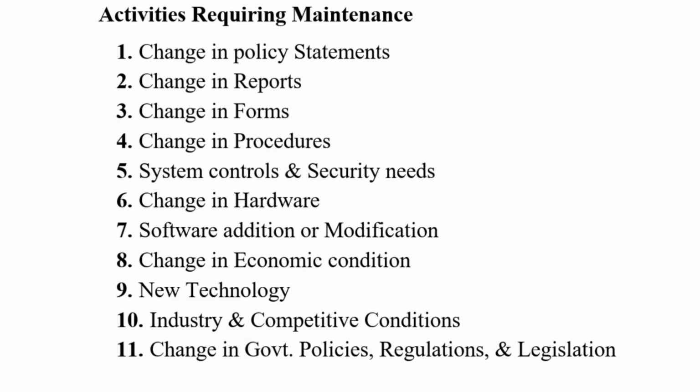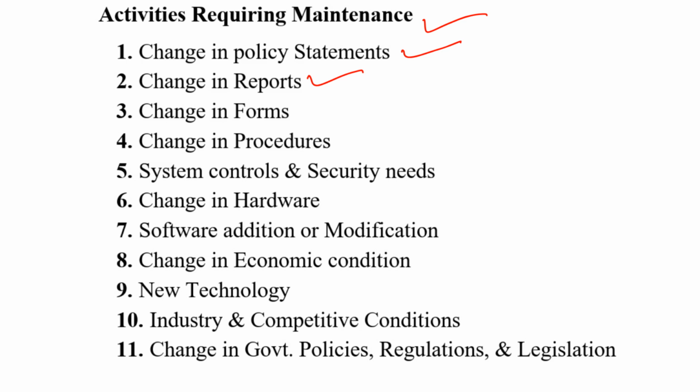The next point, what are the activities requiring maintenance? Maintenance may be applied to the following activities of information system MIS in an organization. First one, change in policy statements. Change in policy statements often takes place in the organization. With the passage of time, the manager will change the policies related to the management information system according to different situations. So there will be a proper environment for the maintenance.